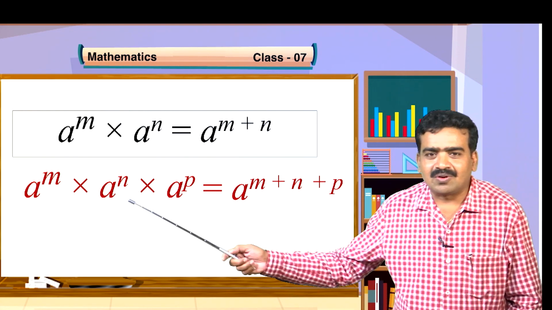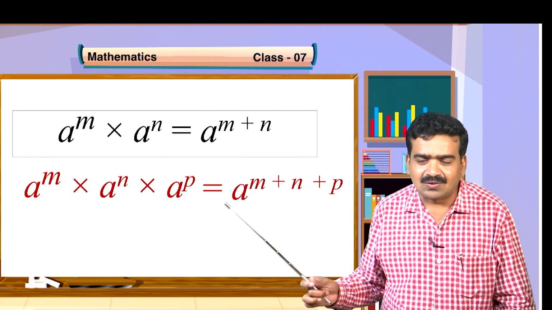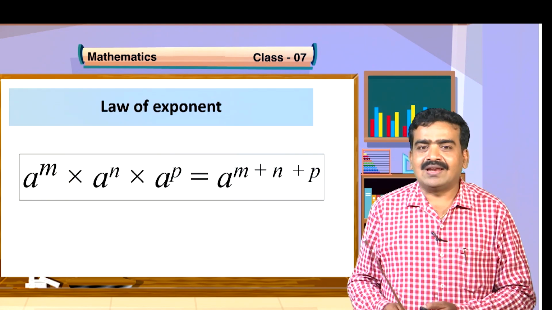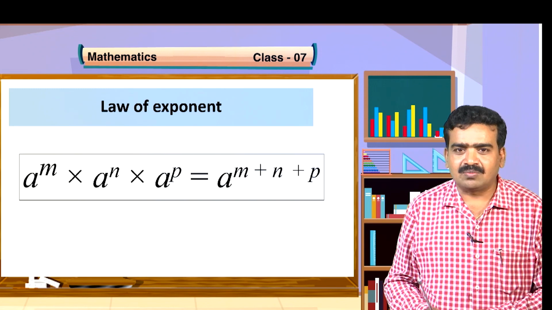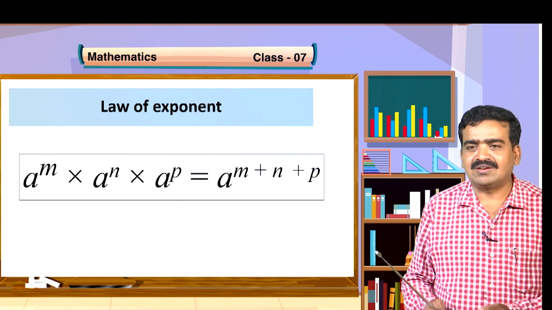What about a to the power of m into a to the power of n into a to the power of p? Yes, which is equal to a to the power of m plus n plus p. Okay, let us learn the law: a to the power of m into a to the power of n into a to the power of p is equal to a to the power of m plus n plus p.